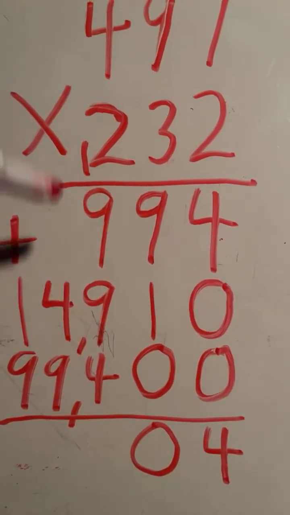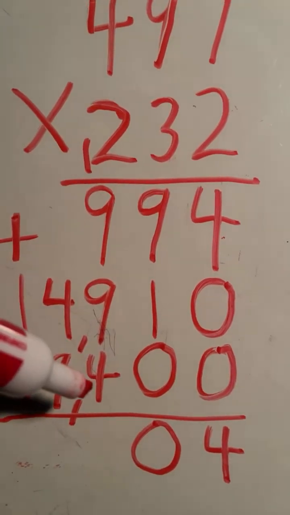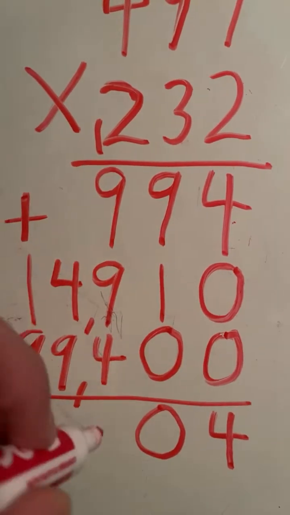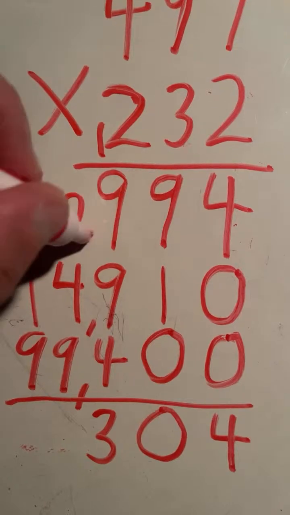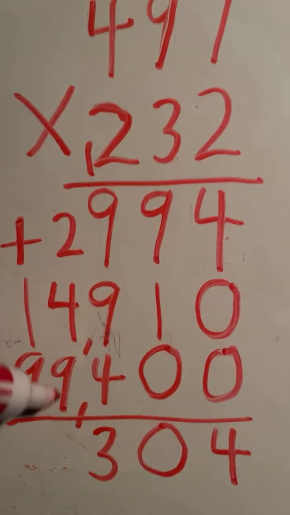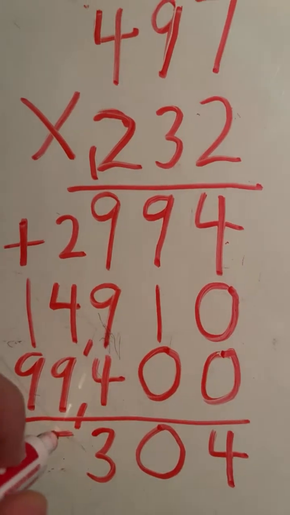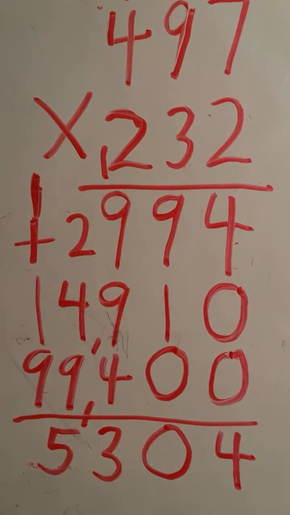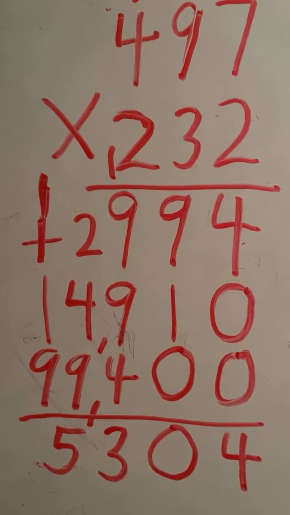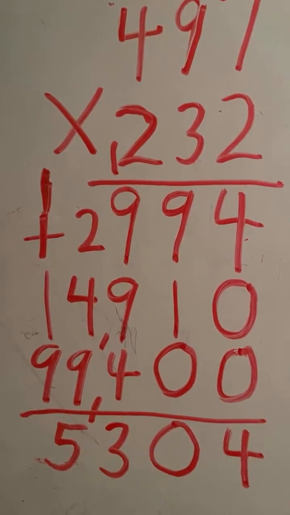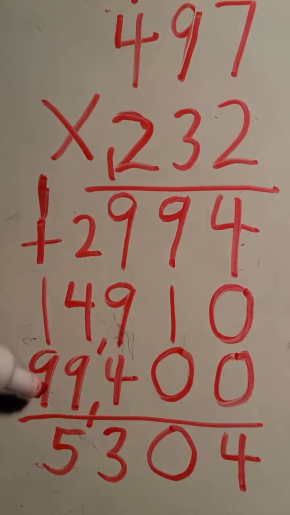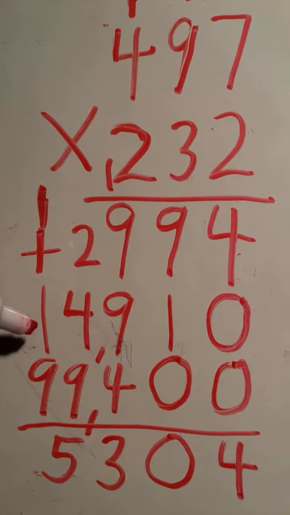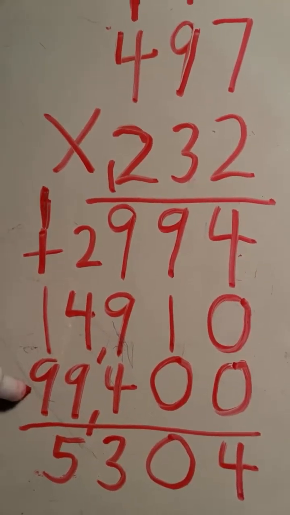9 plus 9 equals 18. Plus 4 equals 22. We have to add the one that we carried over also. That makes it 23. 3 carry the 2. 4 plus 9 equals 13, plus 2 equals 15. 5, carry the 1. One plus 1 equals 2, plus 9 equals 11.